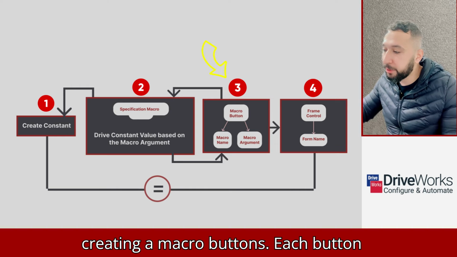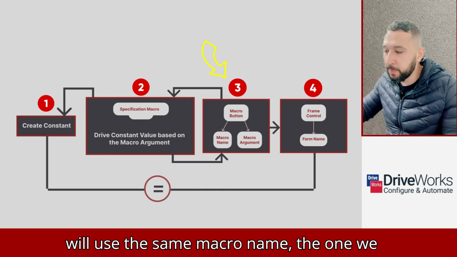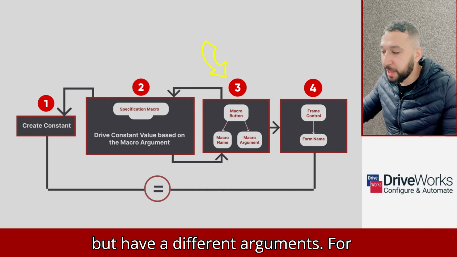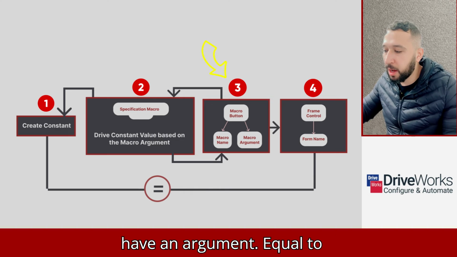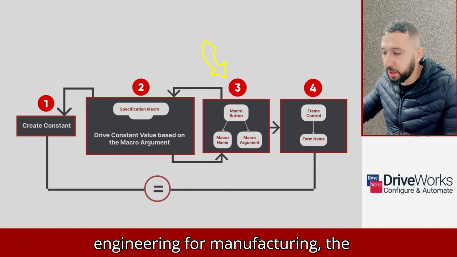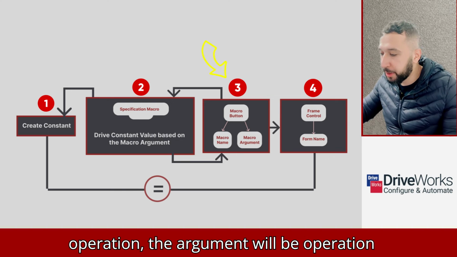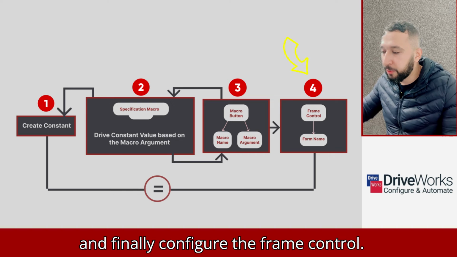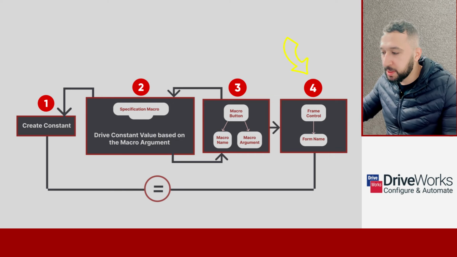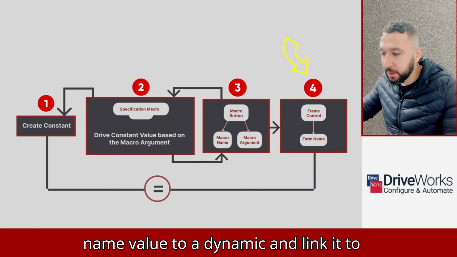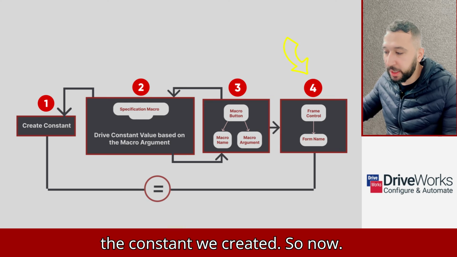Number 3 will be creating the macro buttons. Each button will use the same macro name, the one we just created, but have different arguments. For engineering, we'll have an argument equal to engineering. For manufacturing, the argument will be manufacturing. For operation, the argument will be operation. And finally, configure the frame control. We will set the form name value to dynamic and link it to the constant we created.